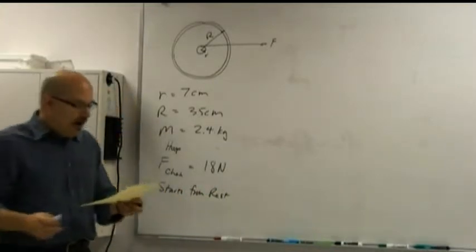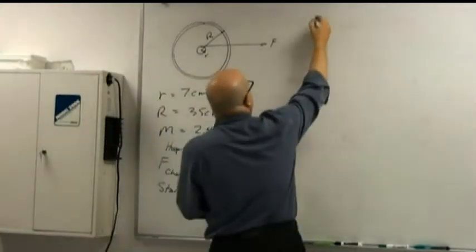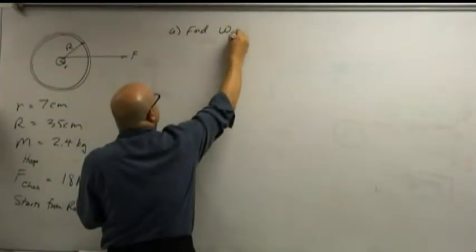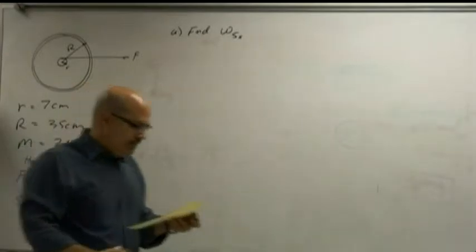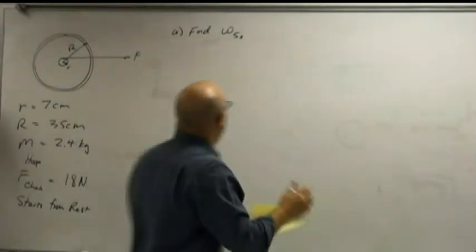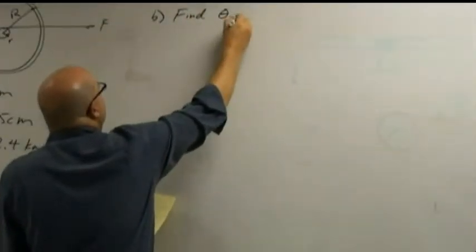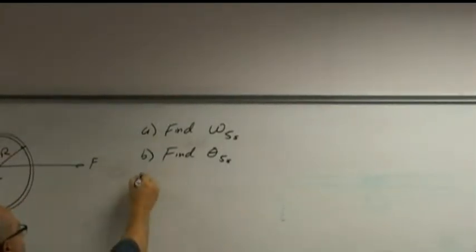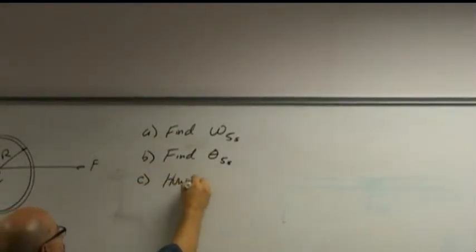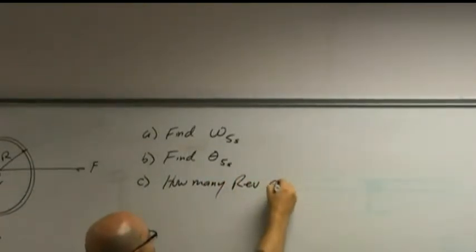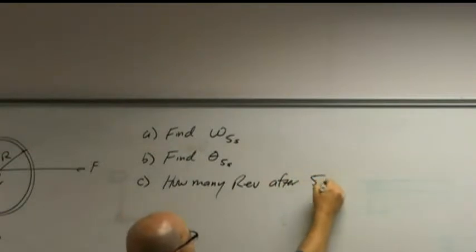Okay. All right. First thing, part A: find omega at 5 seconds. And then part B: find theta at 5 seconds. And then part C: how many revolutions after 5 seconds? So how many revolutions has it made after 5 seconds?